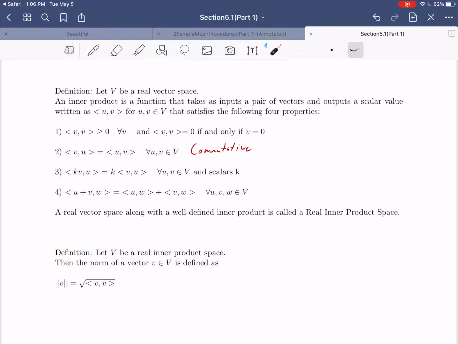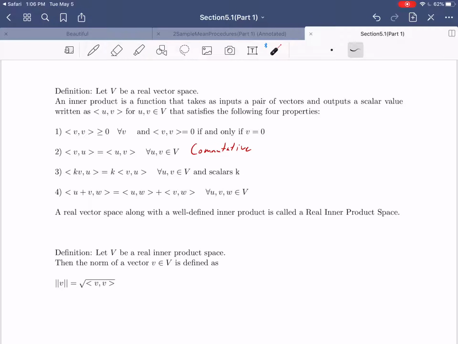One other quick definition: if you have a real inner product space, then the norm of a vector, which for some of you guys, if you've taken geometry or physics classes, norm is the same concept as magnitude. So the norm or magnitude of a vector in an inner product space is given as the square root of the inner product of that vector with itself. Okay, so this definition of an inner product space is very general, just like we generally defined what it means to be a vector space.